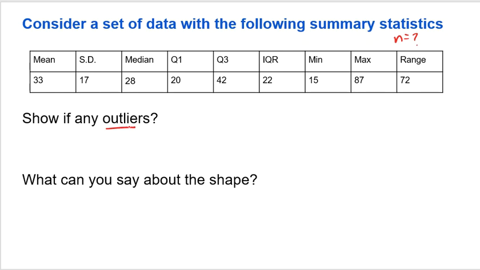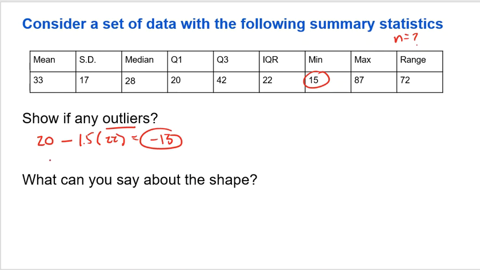So one question I could still ask you is if there's any outliers. So once again, you would take that lower fence: Q1 of 20, minus 1.5 times the IQR of 22. And this is going to find that lower fence. 20 minus 1.5 times 22, I'm doing it on my calculator right now, is negative 13. And you'd say, well, if the min is 15, there's obviously nothing lower than 15, so nothing could possibly be lower than negative 13. So that means there's no lower outliers.